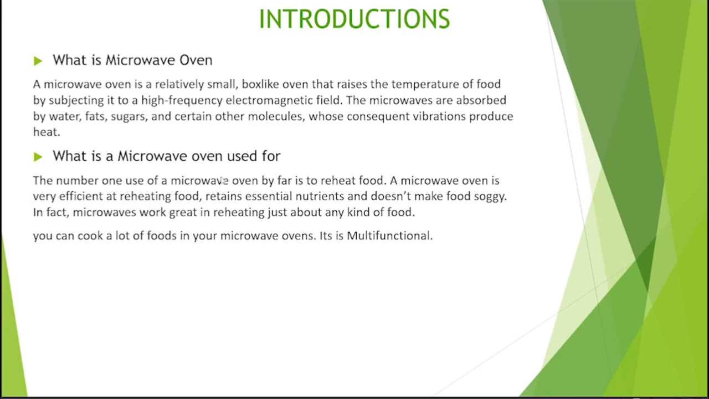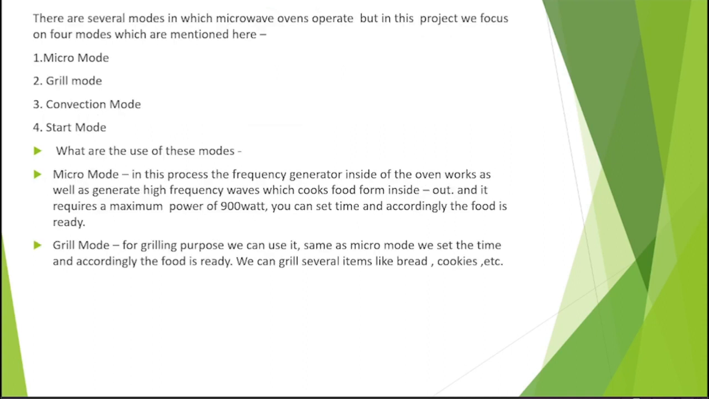Next, what is a microwave oven used for? The number one use of a microwave oven by far is to reheat food. A microwave oven is very efficient at reheating food, retains essential nutrients, and doesn't make food soggy. In fact, a microwave oven is great at reheating just about any kind of food. You can cook a lot of food in your microwave oven. It is multifunctional.